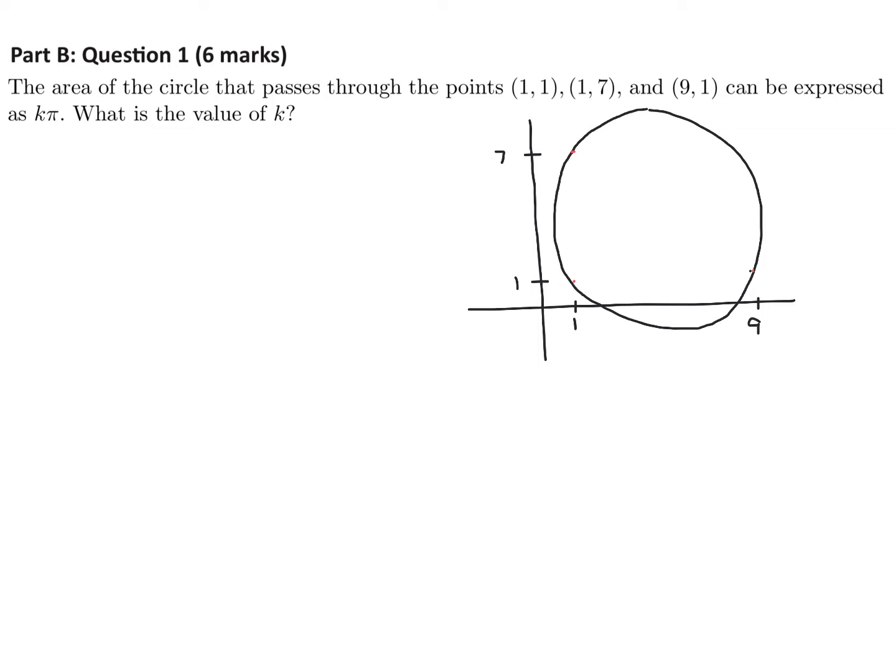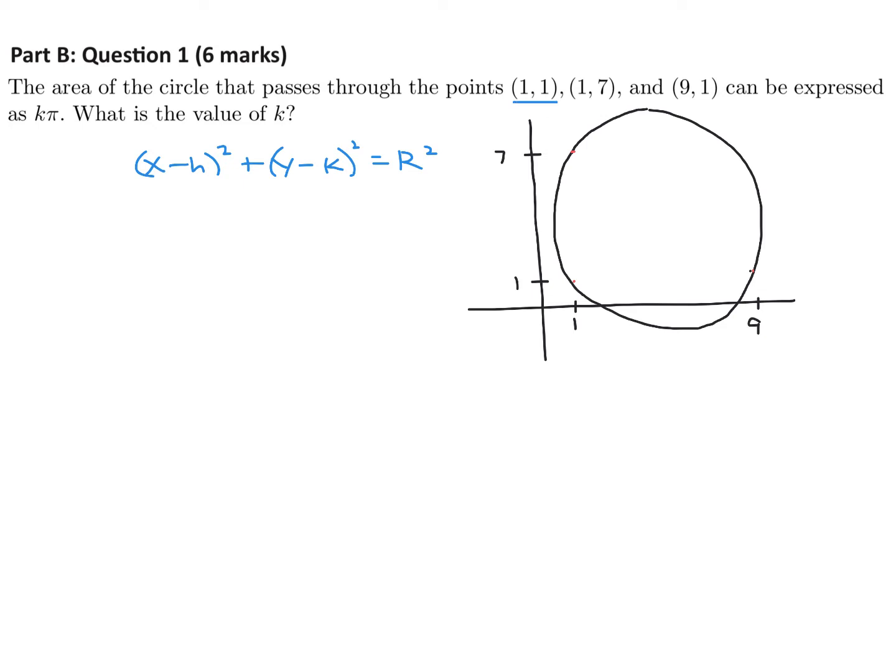Okay. So the equation of any circle is (x minus h) squared plus (y minus k) squared. Don't get confused with this k, that's just the standard format. And then equals r squared, where r is the radius. Now we have several points on the circle, so we can just substitute them in.